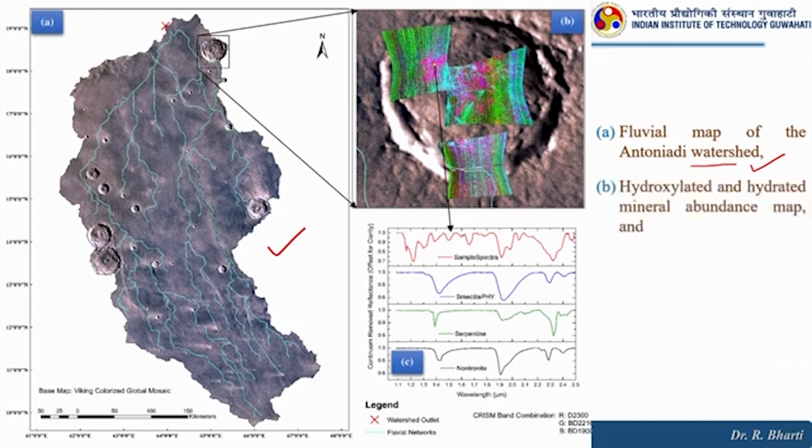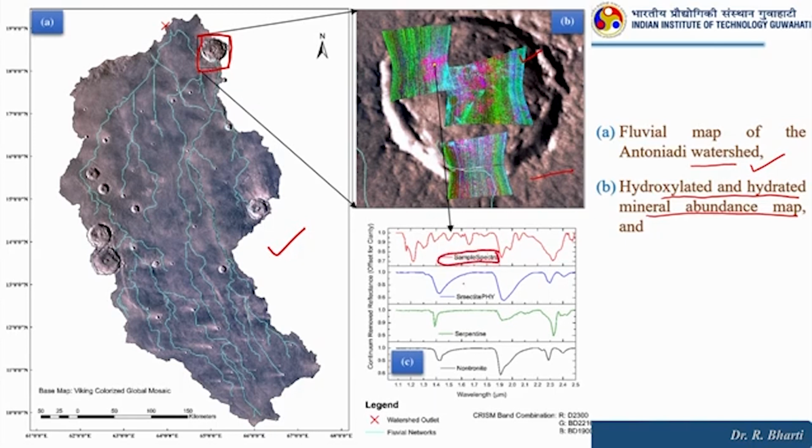The next part of this map says hydroxylated and hydrated mineral abundance map. This is basically the coverage of your CRISM data, because CRISM data coverage is 10 by 10 kilometer, and this is a huge crater. So this is basically a zoomed part of this, right. You can see here, this is a crater. Now on top of this crater we have got only 3 good scenes of CRISM.